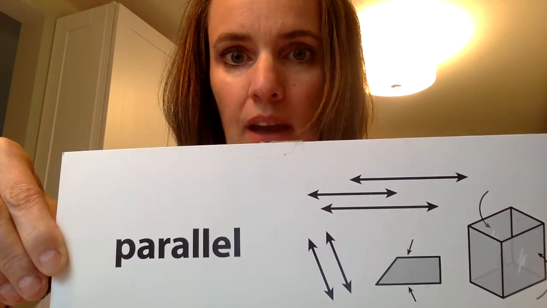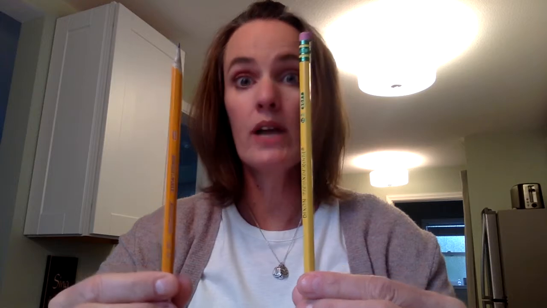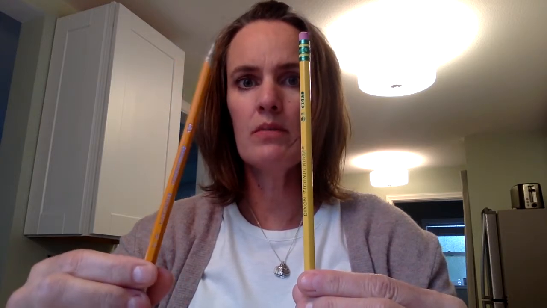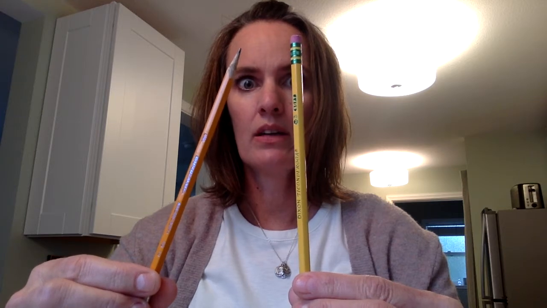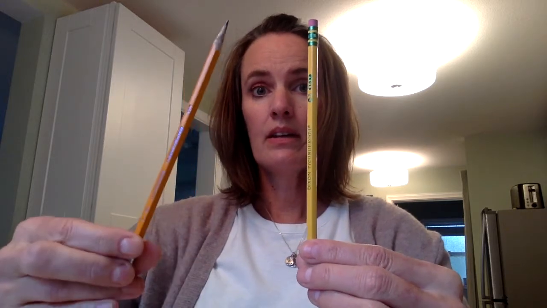Okay? When I think about parallel, I think about railroad tracks. So I have railroad tracks here. Now, these railroad tracks are going to stay the same distance apart the whole time. Because if one of them goes like this, what's going to happen to the train? Yeah, the wheels are going to come off the track because they're not even. They're not parallel.